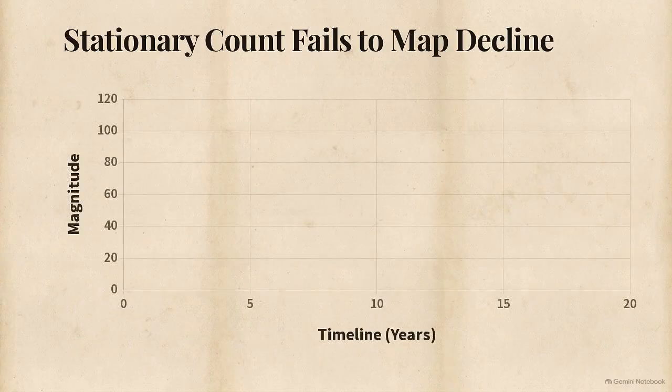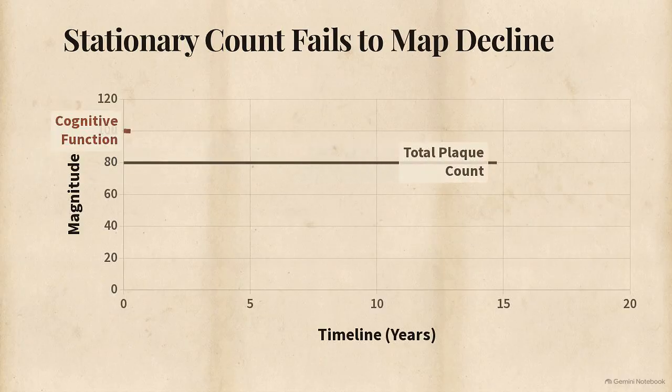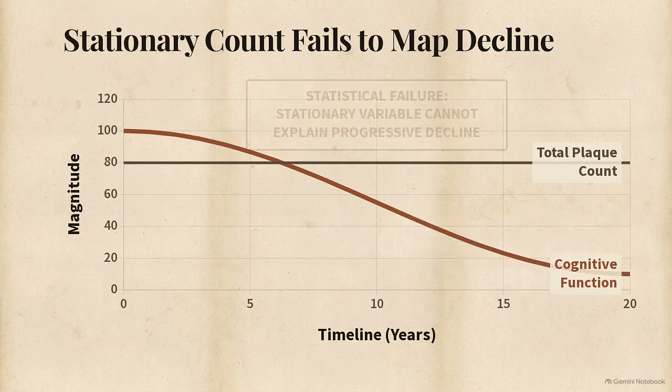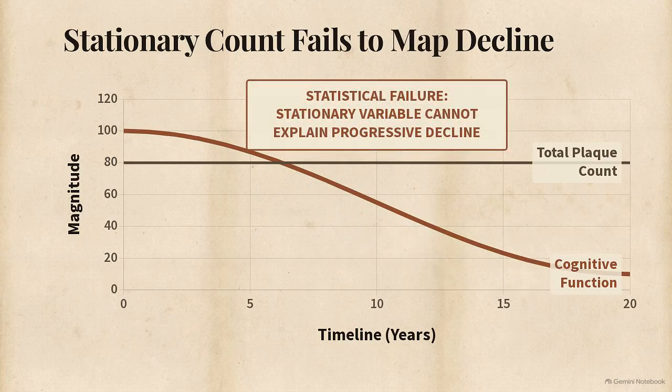This chart shows total plaque count against cognitive function over a 20-year timeline. The count remains flat while the patient's function collapses. Tracking a stationary variable to explain a progressive decline guarantees a statistical failure. The tally does not map the injury.